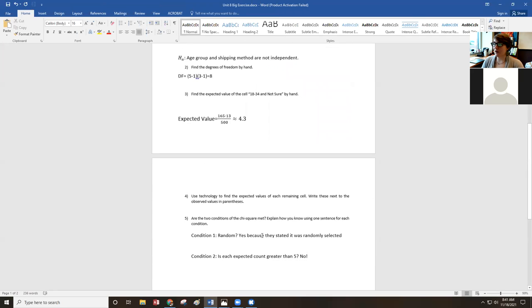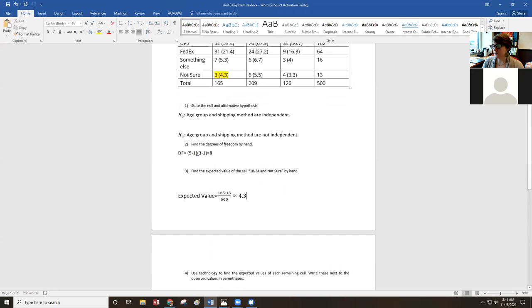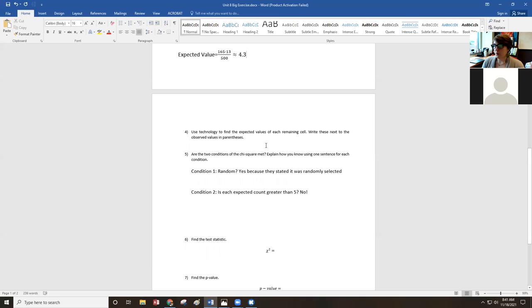Now you can definitely do all of those cells by hand. It gets a little exhaustive and a little bit tedious. So what we want to do is use technology to do this for us.